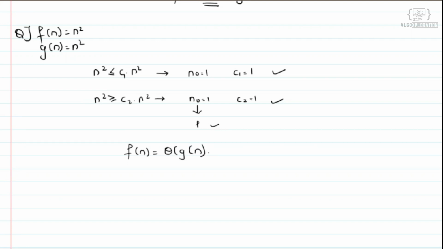Between two functions f of n and g of n, if the dominating term is common, then we can say that theta is always possible. Now let me write this important term.